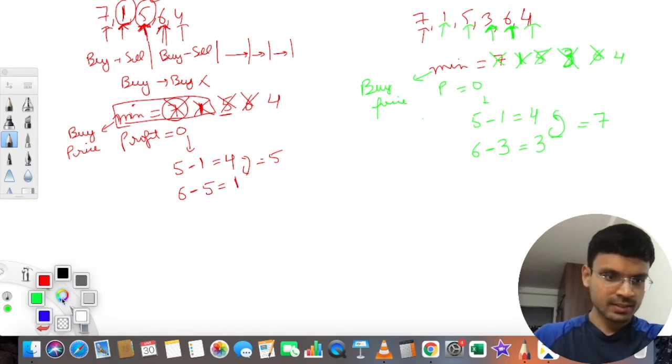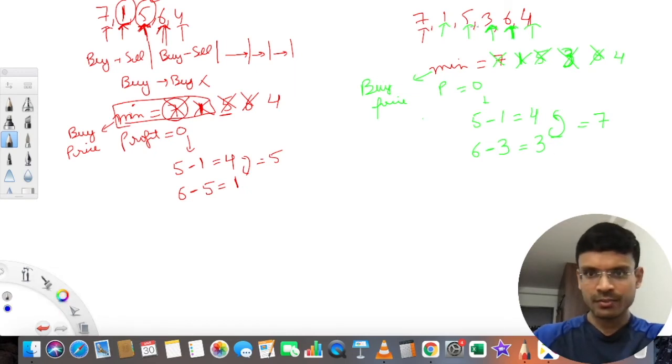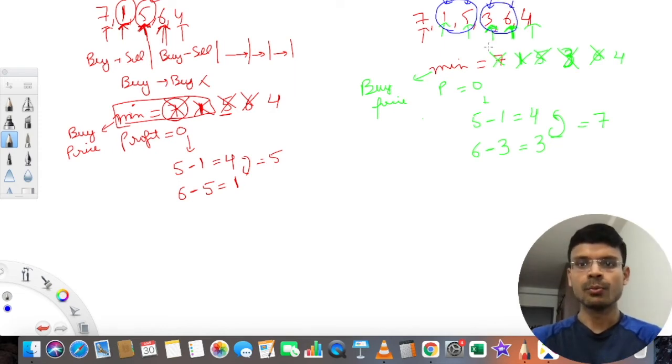So overall in this case, at what prices are we buying and what prices are we selling? We bought the stock at a price of 1, we sold it at a price of 5. So this was one buy-sell sub loop kind of thing. Then we again bought the stock at a price of 3 and sold it at a price of 6. So this was one buy and sell loop, right? So here we are doing purchase and selling 2 times.